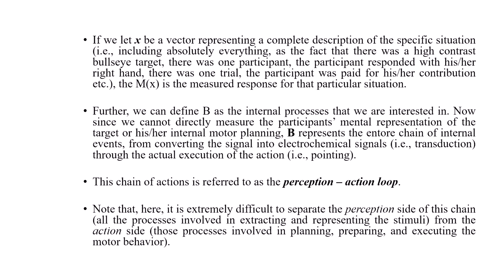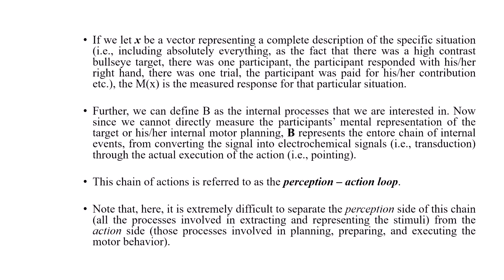Now, let us say x is a vector representing a complete description of the specific situation. Again, remember, we are talking about specificity versus generality: the specific situation in which you asked your participant to touch this target. So x is the vector that represents this specific situation, which includes almost everything you can think of. It could include a high contrast target or a low contrast target, 1 participant or 10 participants, the participant responded with the left hand, there was one trial, the participant was paid for his time, and so on. All of that is condensed under this variable x.